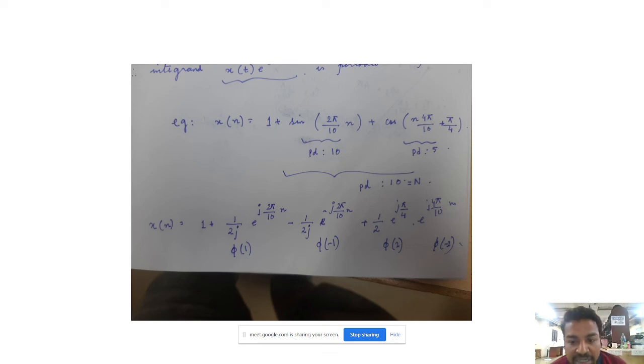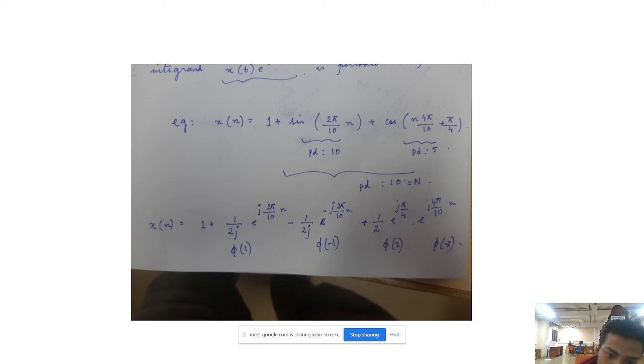I have just written the answer there. So we have T1 equal to 10 and T2 equal to 5, and obviously T1 by T2 will be a rational number. So obviously the signal is a periodic signal, and we can write this in the form of a Fourier series.